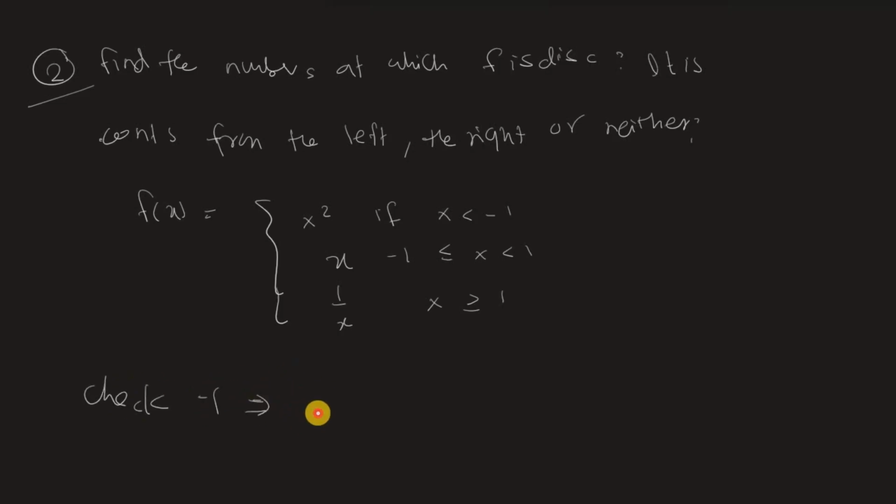So if we go ahead and check for -1 first, then first we have to plug in f of -1, right? So if we go ahead and plug in here x squared, right? So f of -1, that would be -1 squared, and we get +1, right? So we get +1 for this one.